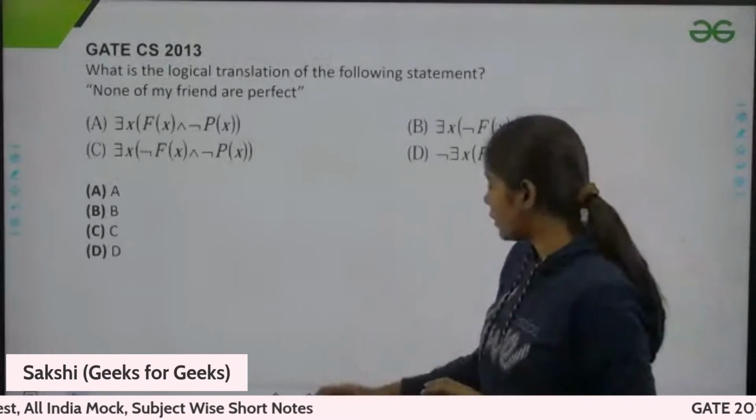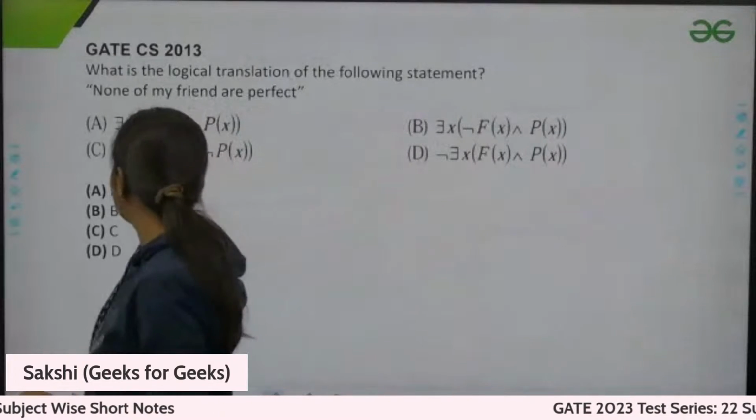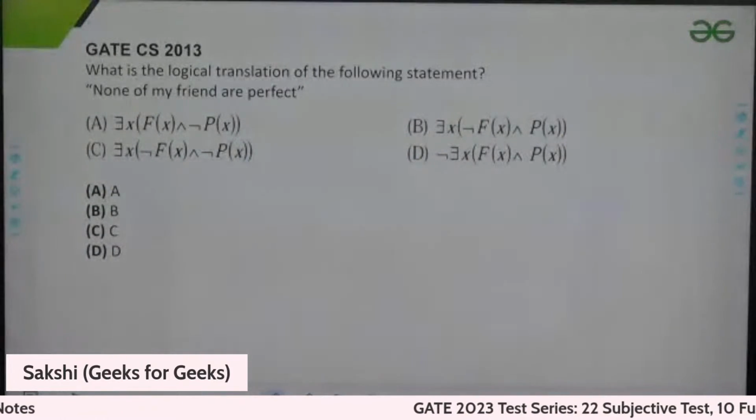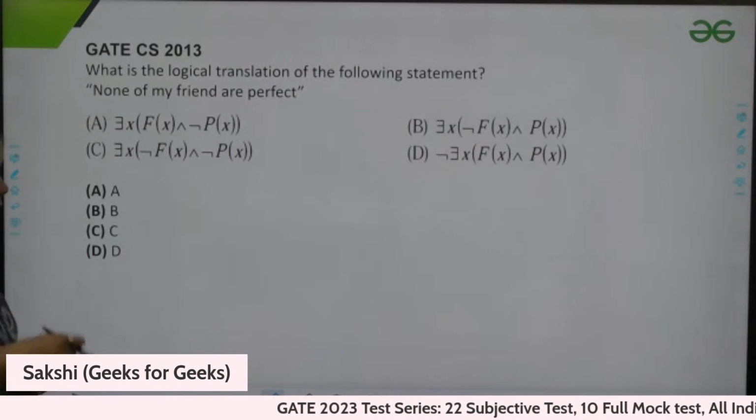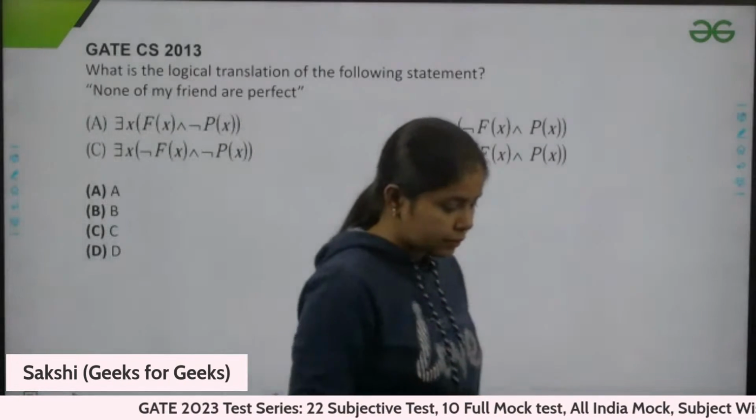Okay, let's try this question once. None of my friends are perfect. What would be the logical translation of this statement? None of my friends are perfect.